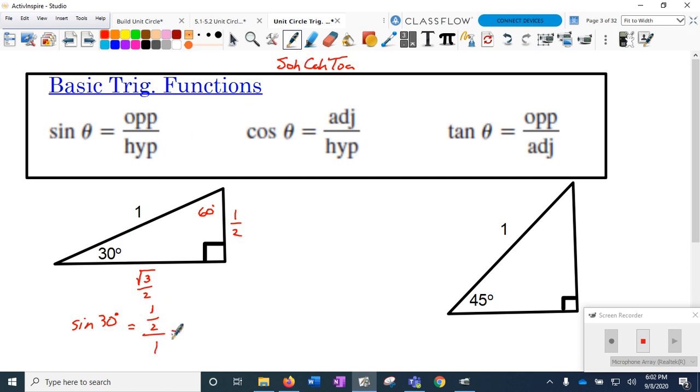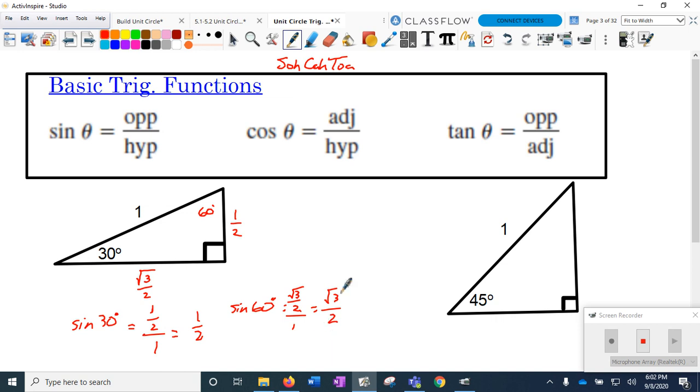What happens when you take 1/2 and divide it by 1? 1/2 divided by 1 is a half. So we can quickly figure out that sine of 30 degrees is a half. Well, what if I wanted to do sine of 60 degrees? Opposite would be square root of 3 over 2, over hypotenuse, which is 1. And when you divide anything by 1, you get the same thing back. So you get square root of 3 over 2.